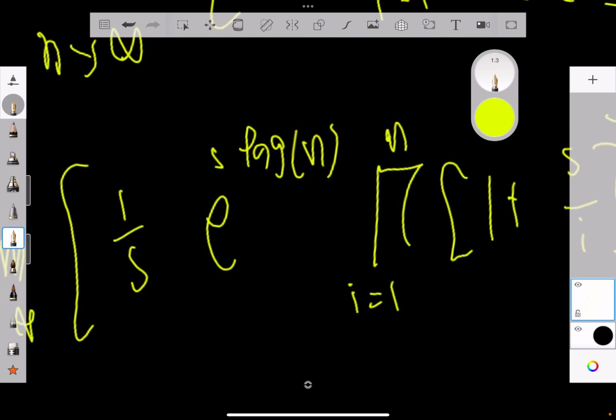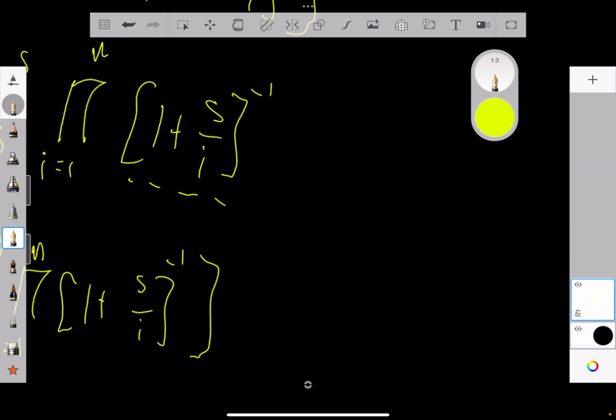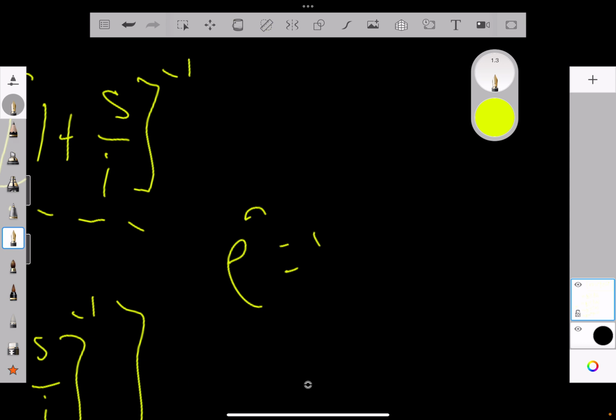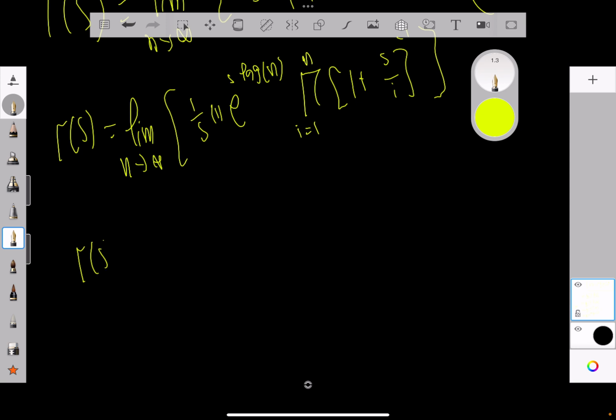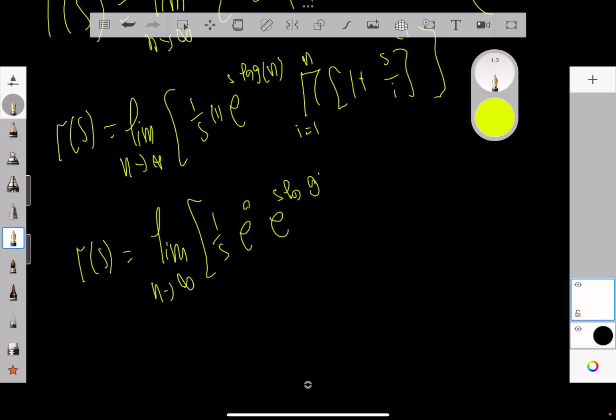There's e multiplied by 1 there. So e to the power of 0 equals 1, so let's just put it in for fun. We didn't change anything, just for fun: 1 by s, e to the 0, e to the s log n.